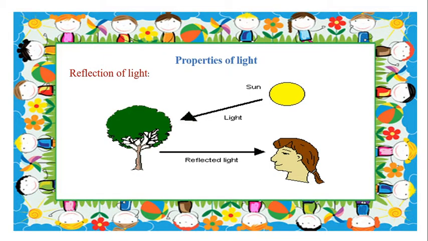Properties of light. Reflection of light. When light falls on an object, a part of it bounces off. This bouncing back of the light is called reflection of light. For example, look at this picture. When sunlight falls on the tree, some of the light bounces off and reaches the eye. It enables us to see things.